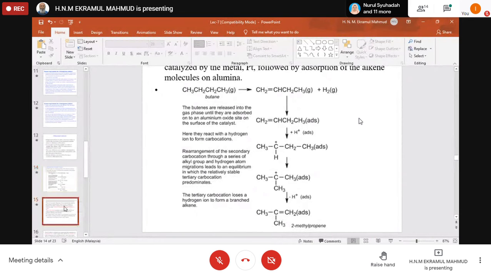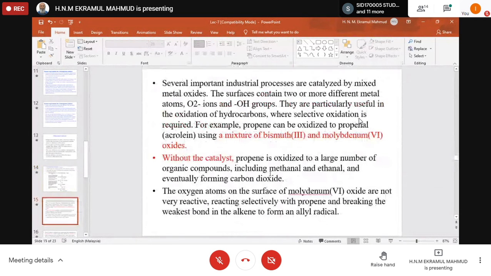Several important industrial processes are catalyzed by mixed metal oxides. We have these mixed metal oxides, suppose a mixture of bismuth molybdenum oxide and bismuth oxides. So together we have this double catalyst, this bifunctional catalyst.